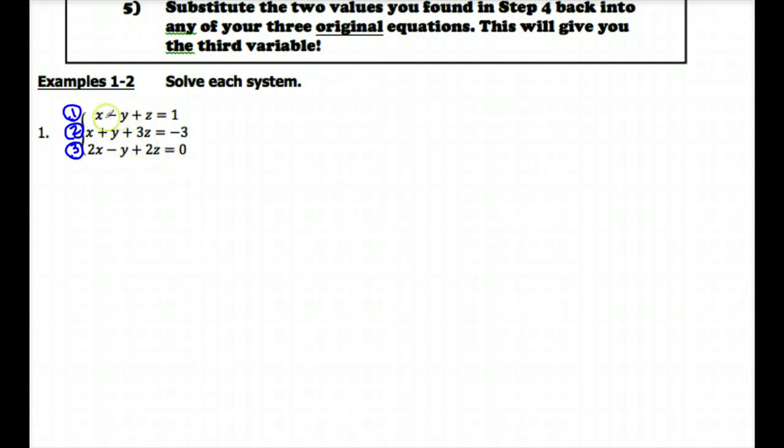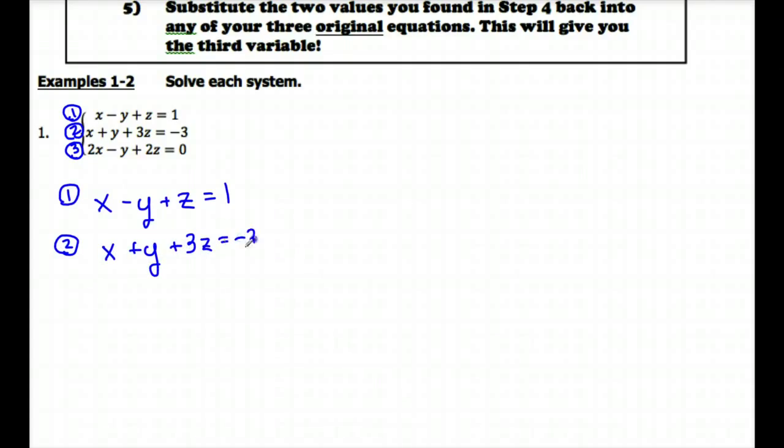If you look at equations 1 and 2, we have a negative 1y and a positive 1y here. So if I take equations 1 and 2, x minus y plus z equals 1, that's equation 1. And equation 2 is x plus y plus 3z equals negative 3. And I do elimination on just these two equations, that's going to get rid of my y variable. So that's going to give me 2x plus 4z equals, this would be negative 2.